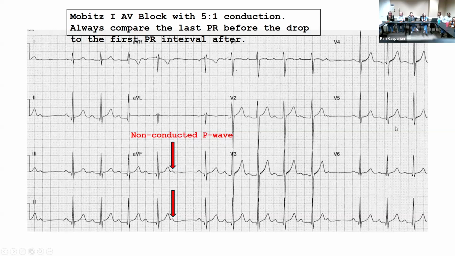Now, if you're looking at something, sometimes it's subtle. Sometimes when you look at the lengthening, like here, it's pretty convincing that it's lengthening. Sometimes the lengthening is very subtle. So what you always want to do is look at the last conducted beat before the drop, and then the first conducted beat after the drop. That's where you're going to see the biggest difference in the PR intervals, and give you the best chance of being able to say if you think it's type 1 or type 2. Sometimes you just can't tell, but a lot of times you can.